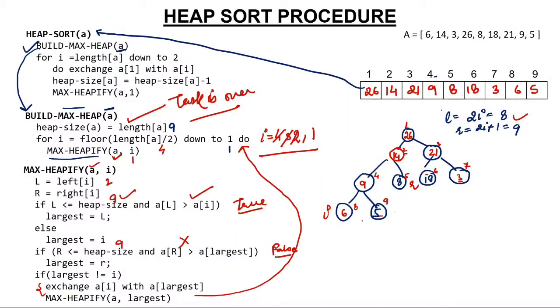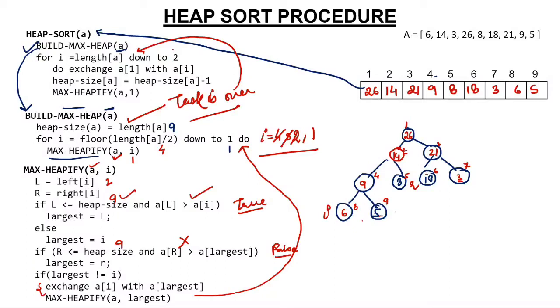This is a heap, not sorted. So what I'll do next? Now Build-MaxHeap says my task is over. So it will go back to heap sort. Since heap sort called Build-MaxHeap to make a MaxHeap and it has done all its tasks, it will go back to heap sort and say, sir, you gave me a raw array and asked me for creating a MaxHeap.